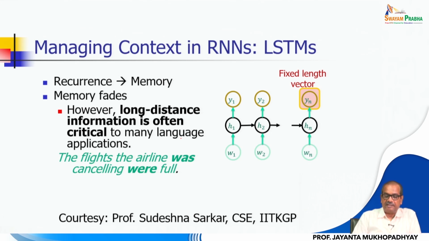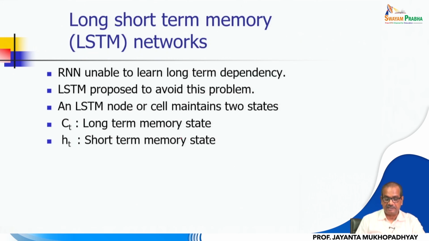But as I mentioned, the problem of RNN is that the memory fades, and that's why there is another kind of network which is called long short-term memory network, or LSTMs. So there we will see that this is taken care of.